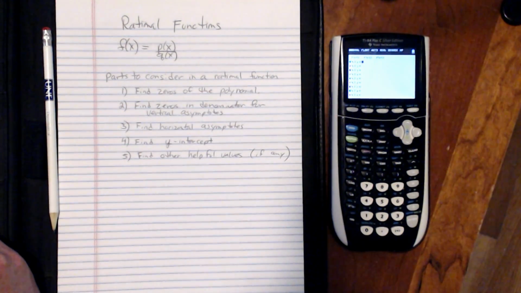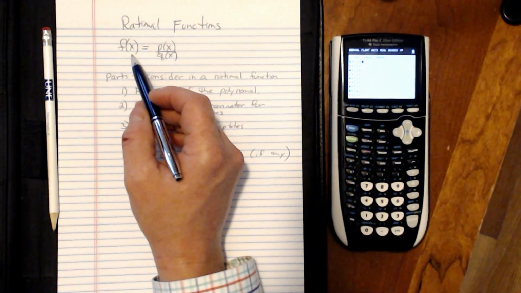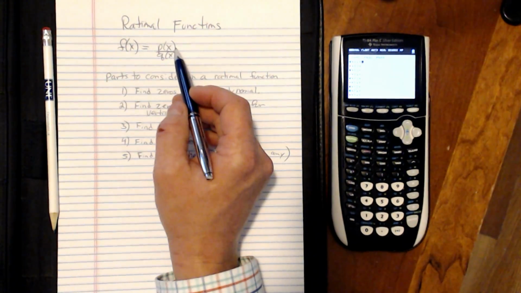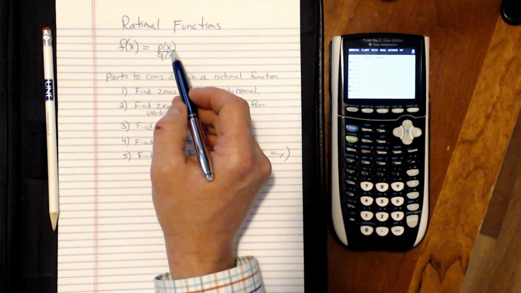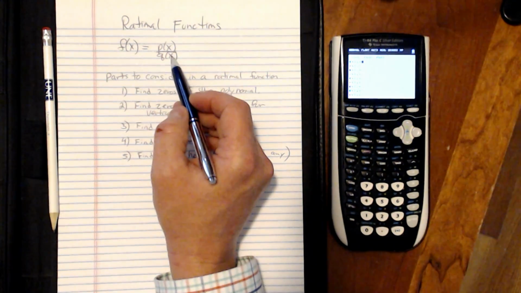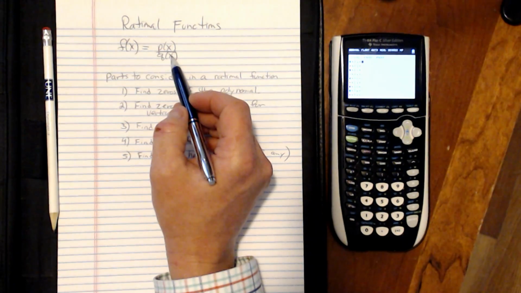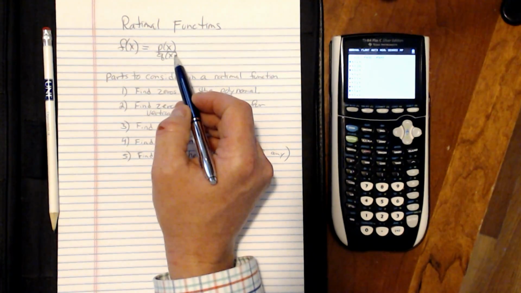This is going to be the first video on rational functions. Rational functions are those functions that can be expressed as a ratio or a fraction. Here we have f of x is equal to p of x divided by q of x. P of x represents the function that's going to be in your numerator, and then q of x represents the function that's going to be in your denominator. So we're dividing one function by the other.